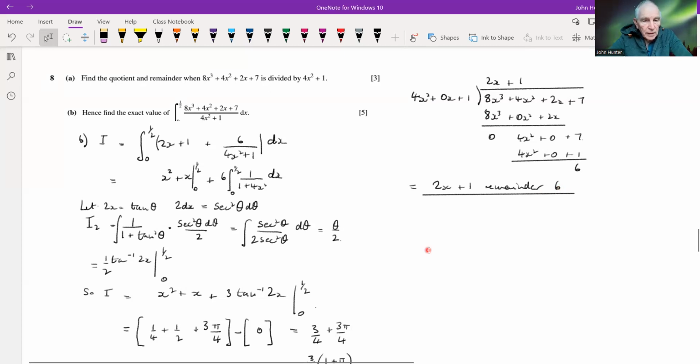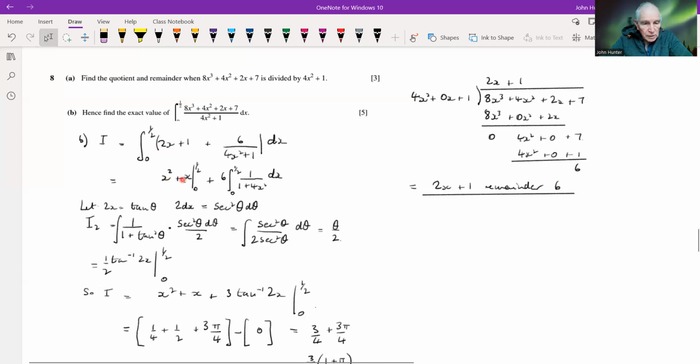Then it says, hence find the exact value of this lot, the 8x cubed, etc., divided by 4x squared plus 1. Well, obviously, hence, what we're actually doing, this integral, which is to be evaluated between 0 and 1/2, is going to be 2x plus 1 plus the remainder 6 over the divisor. So that is what we're trying to integrate.